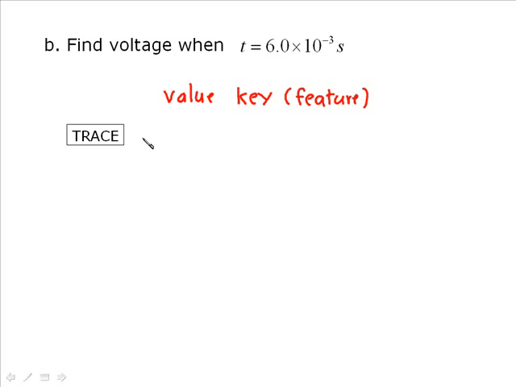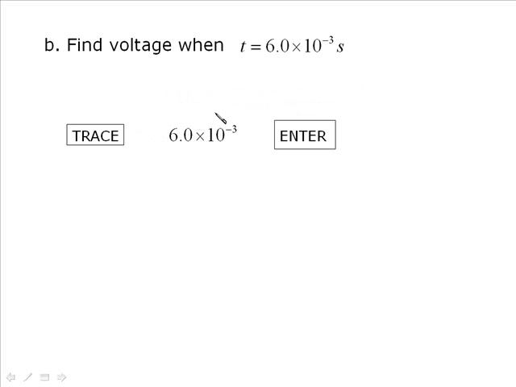So when you have your graph up, press trace, and then you key in the number 6.0 times 10 to the -3. Now make sure you use your scientific notation key. So that would be 6 and then EE, and then -3, and press enter. And what it does, when you know the x value, by using your value key, you can always find the corresponding y value. And you should get y coming up to be 119.4, which would be in volts then.